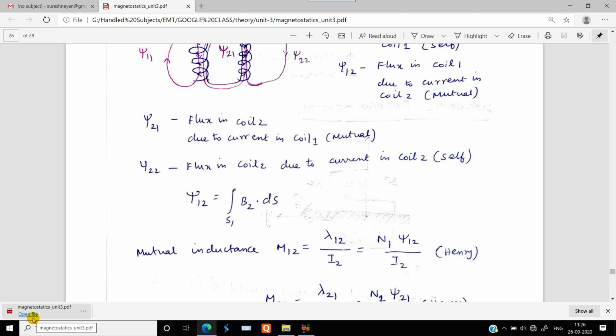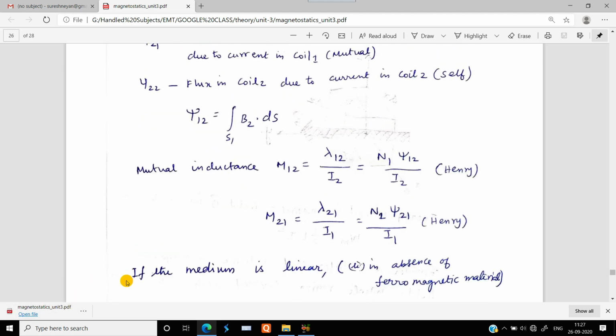the coil number 1 due to the current in coil number 2. So that is represented by the flux linkage in coil number 1 due to the current in coil number 2. So lambda 12 divided by I2 is equal to N1 psi 12 divided by I2. This mutual inductance is also measured in units of Henry.